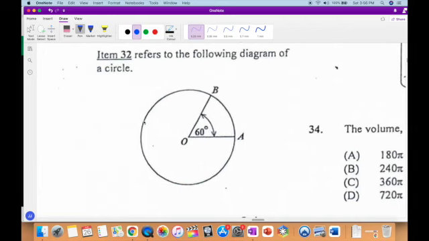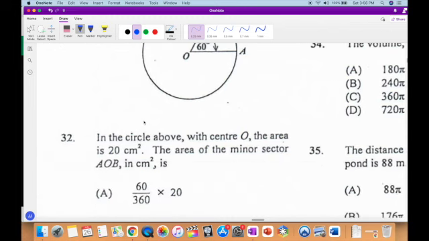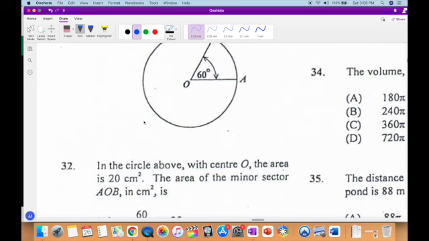Item number 32 refers to the following diagram of a circle. We have that diagram there. We can see that that segment is 60 degrees. In the circle above, with center O, the area is 20 centimeters squared. So the area of the whole circle is given, and we want the area of the minor sector.